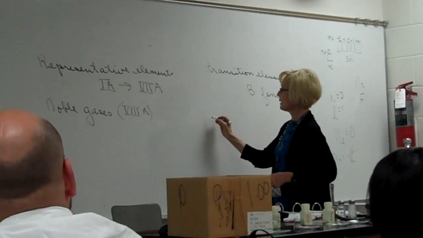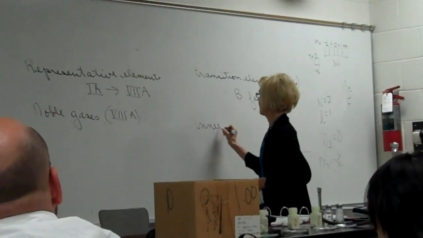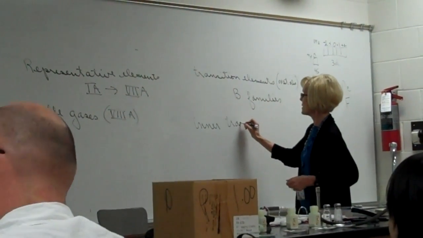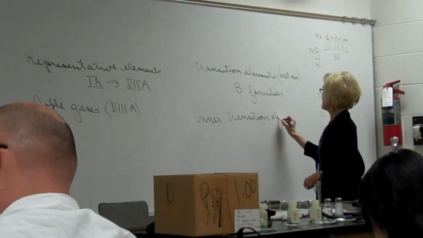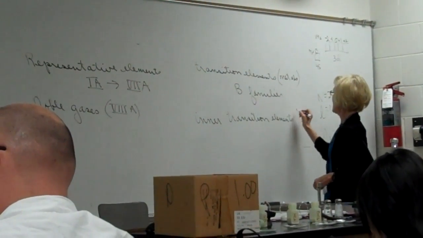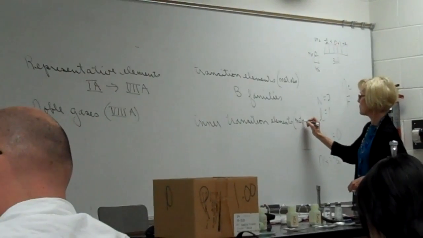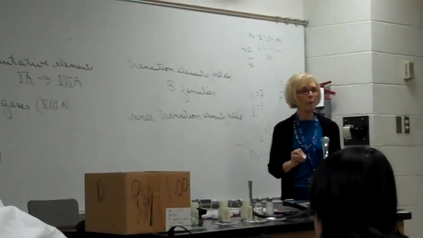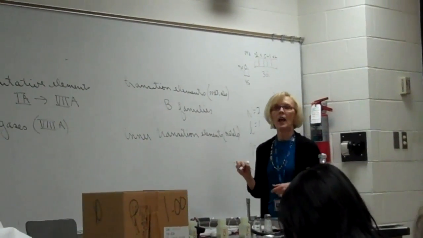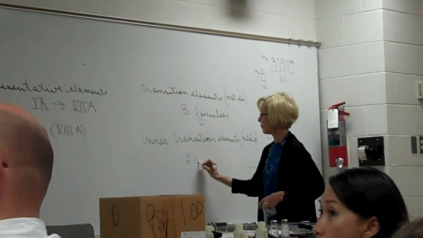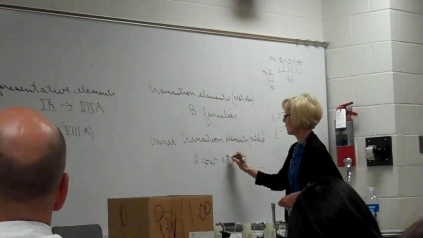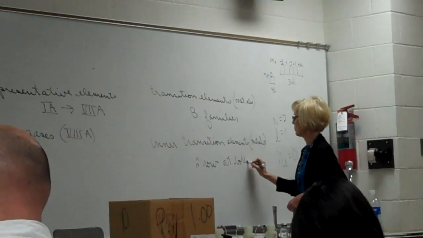And then the final one is inner transition elements, also sometimes called inner transition metals because they're all metals. And those are those 2 rows at the bottom of the periodic table.